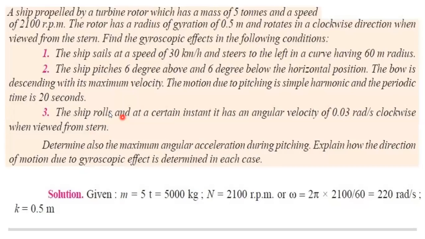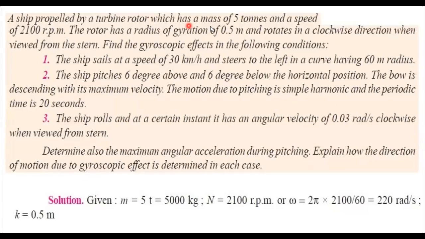A ship is propelled by a turbine rotor which has a mass of 5 tons. So mass is equal to 5 tons. 1 ton is 1000 kg, so 5000 kg. And speed of 2100 rpm, so N is equal to 2100 rpm. Just convert the speed into angular velocity. Angular velocity formula is 2 pi N by 60, which is 2 pi times 2100 divided by 60. You will be getting an answer of 220 radian per second.